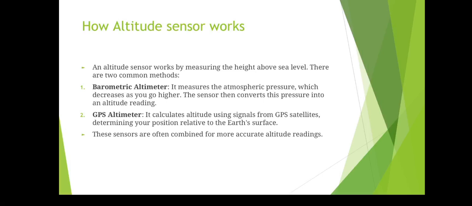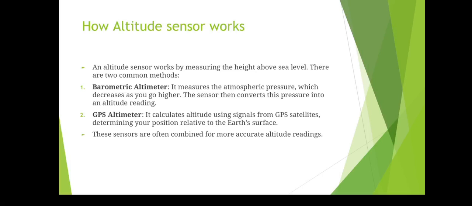Second is the pressure altitude relationship. The sensor uses the standard pressure altitude relationship, which is derived from the International Standard Atmosphere (ISA) model. The model defines the relationship between altitude and pressure under standard conditions. Third point is calculation of altitude. Based on measured pressure, the sensor calculates the altitude. This calculation often considers temperature variation, as temperature can affect air density and pressure.